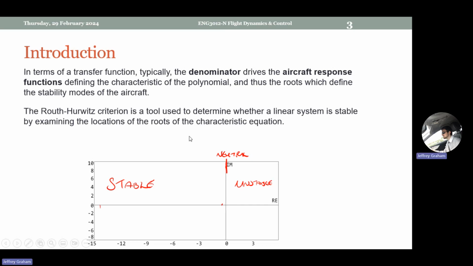Right. The tool today, the Routh-Hurwitz criterion, is used to identify whether a system is stable or unstable based on the roots of the characteristic equation. Doesn't plot anything. There's no graphical representation to prove it. It's just the physical output. Is it stable? Yes, it is. No, it's not.